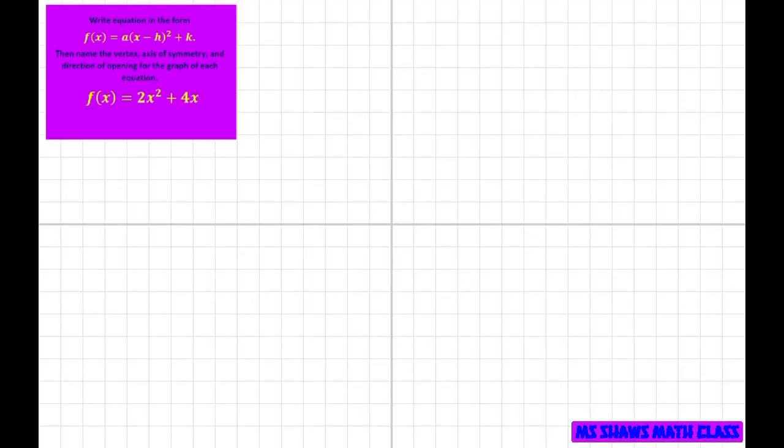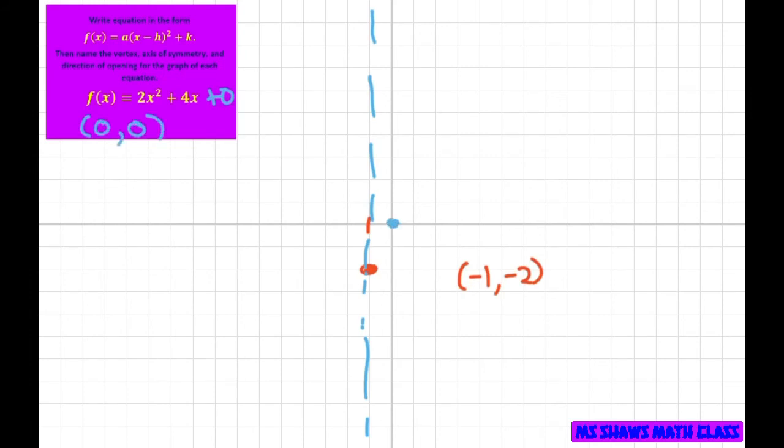So let's graph this. Here's our equation. We have our vertex is going to be negative 1, negative 2. So there's our vertex right here. Axis of symmetry is x equals negative 1. Our y-intercept is at 0, because when x is 0, y is going to be 0. So there's your axis of symmetry. That means it also crosses here. You can see where it's going to be narrow, and then just open it up.